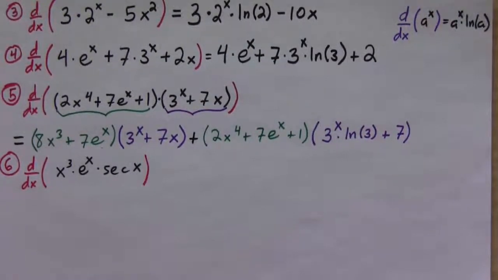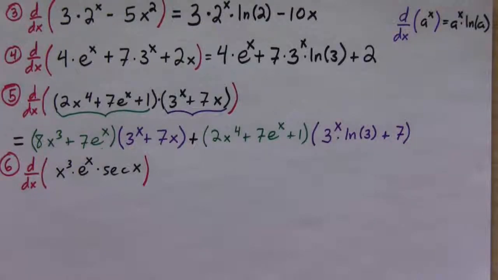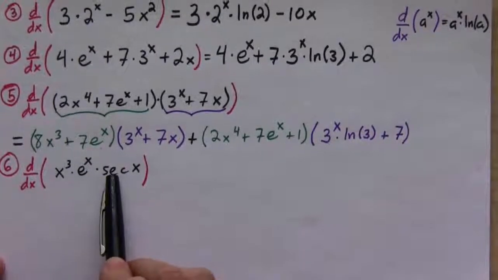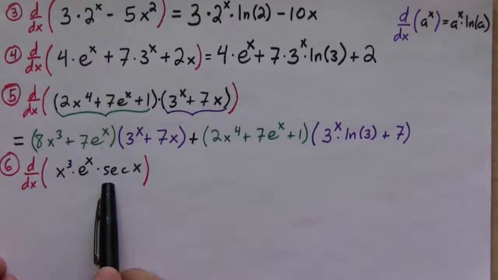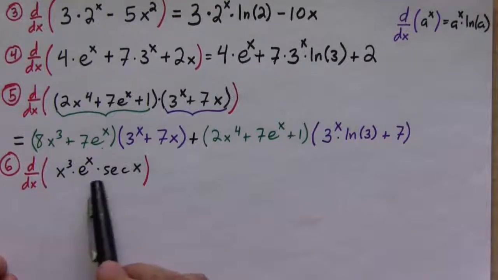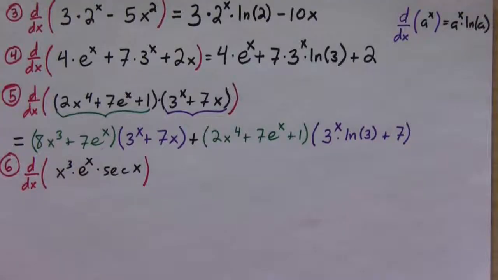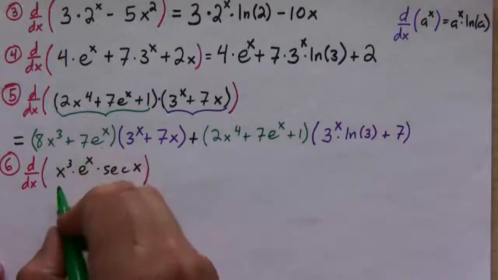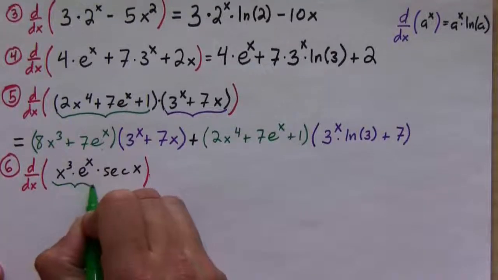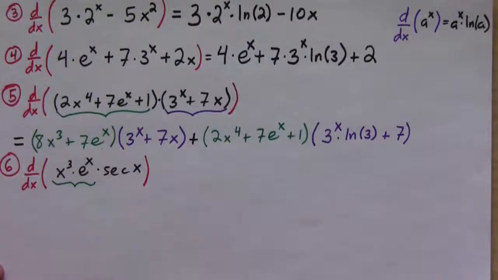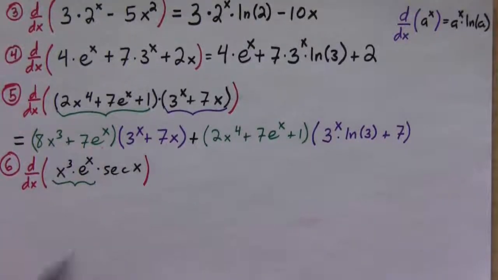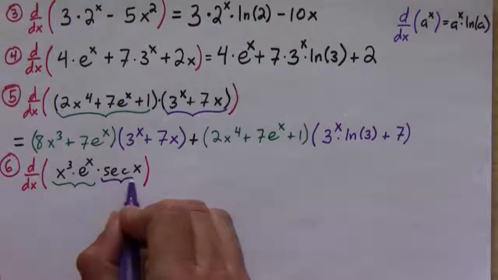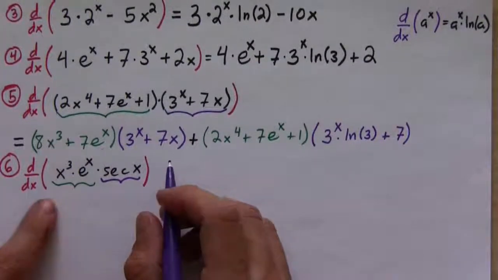Okay, now the next problem has an interesting situation because we have the product of three functions. Now, there is no product rule really for when you're multiplying three different functions. So what we have to do is we have to use a little bit of math magic. So what we're going to do is we're going to make these first two together the first function, and then this secant x is going to be the second function.